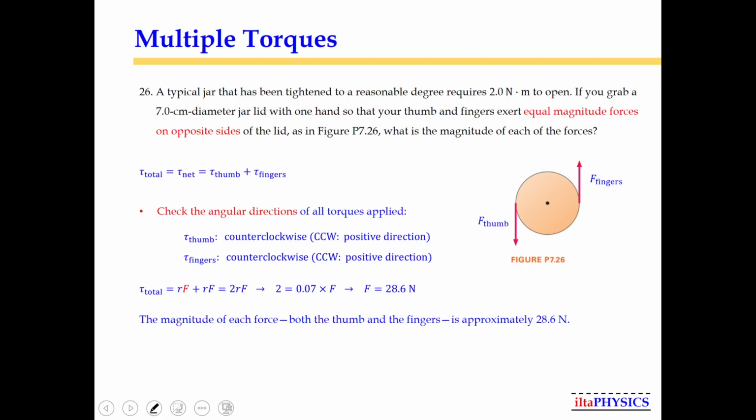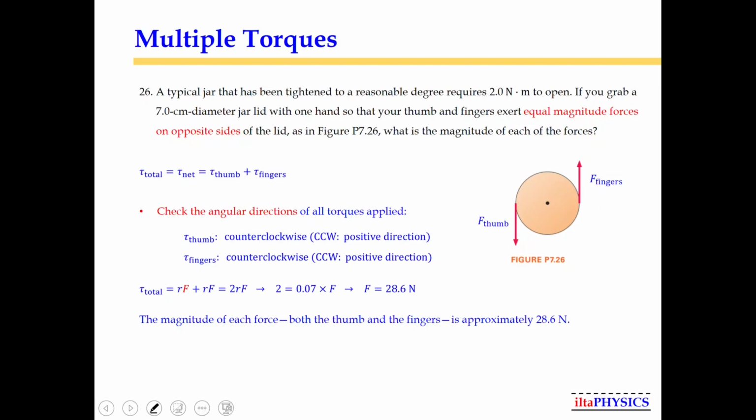The diagram shows a bottle cap rotating because forces are applied to the right and left sides. The two forces have the same magnitude but act in opposite directions. As mentioned earlier, when multiple forces are involved, we calculate the net torque by taking the vector sum of the torques produced by each force. In other words, it's the sum of the torques considering both magnitude and direction.